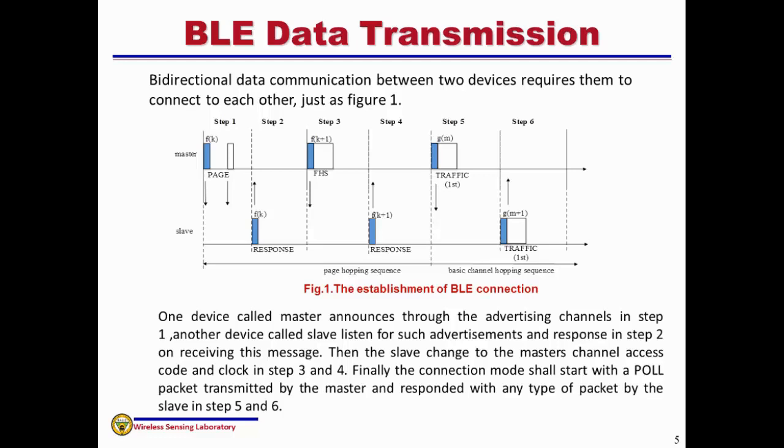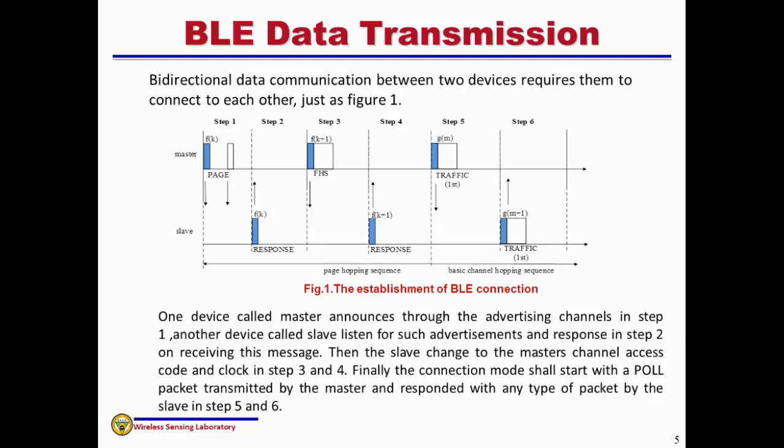For BLE, we have one device we call the master, just like our smartphone, which can inquire all the sensors nearby. Another one we call the slave, and the slave will respond to the master if it gets any signals. First, the master sends an inquiry to see if any sensors are nearby, and when a sensor gets the inquiry of the master, it responds. This is the first step.